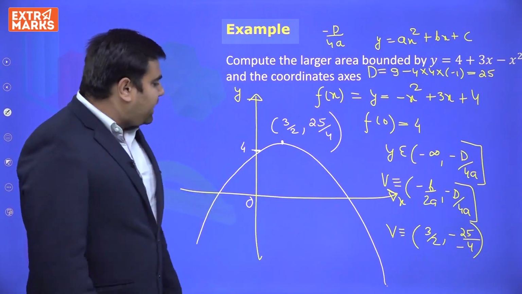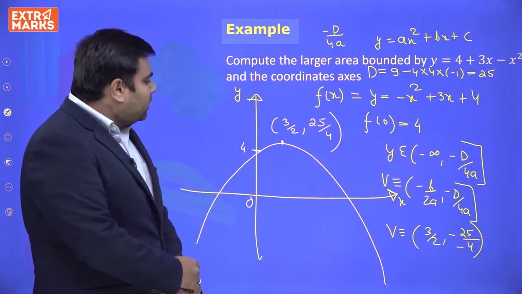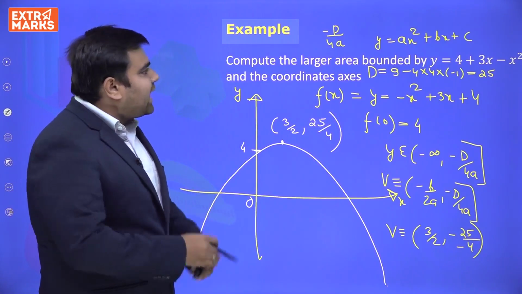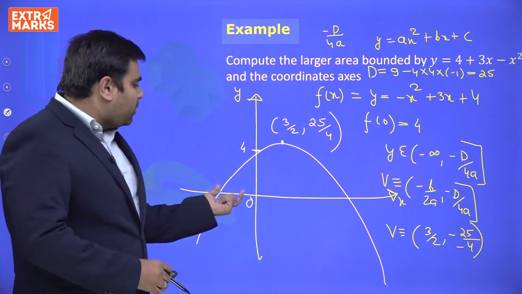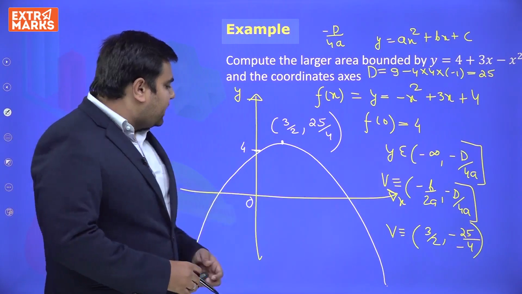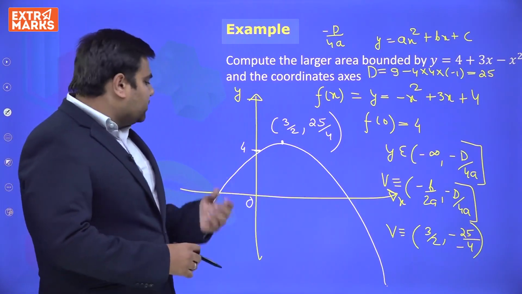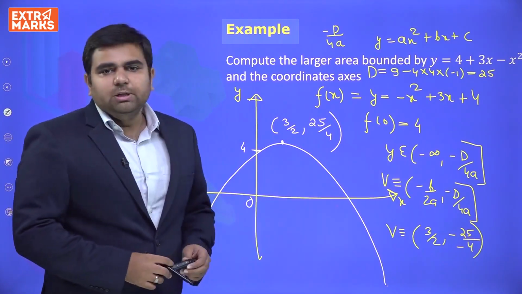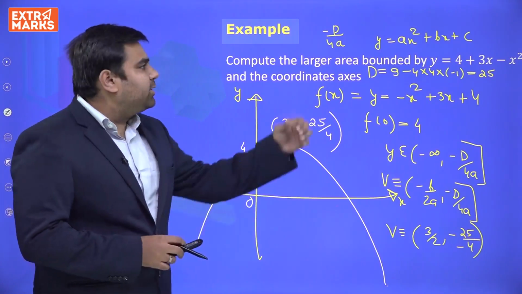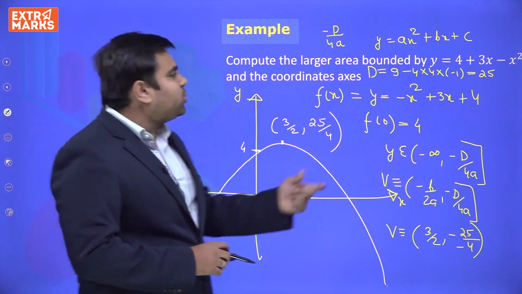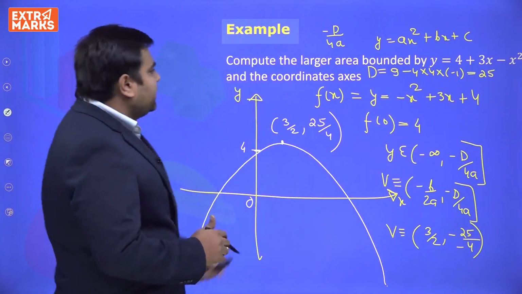Now, which area are we actually talking about? We are actually talking about the larger area. See, this would be the smaller area and this has to be the larger area, right? How is this smaller and how is this larger? This can be interpreted by calculating the roots. What are the roots of 4 plus 3x minus x square?